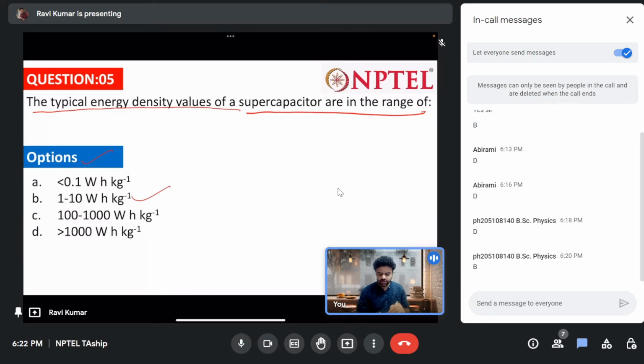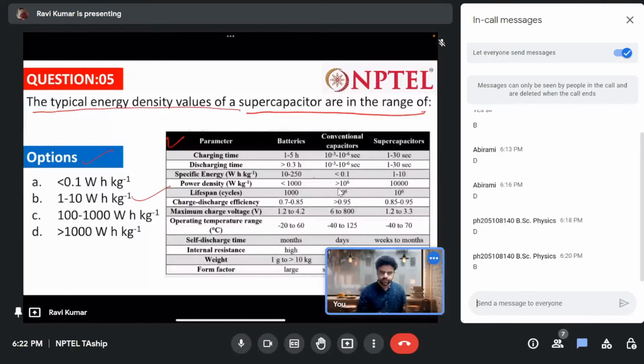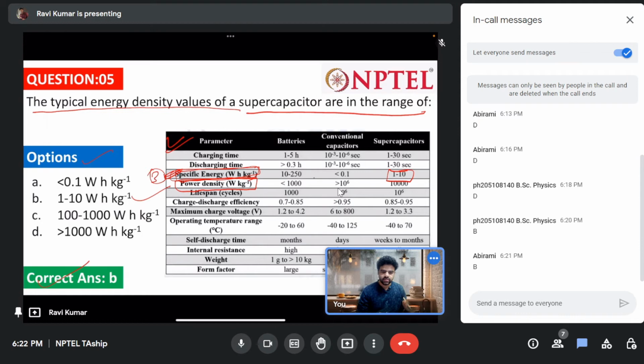This is the table for your reference. Abhirami is also saying B. Yes, you can see energy density here. Sorry, specific energy means per kg, watt hour per kg. Here, the third one, you can see it is 1 to 10. So yes, B is the correct answer.